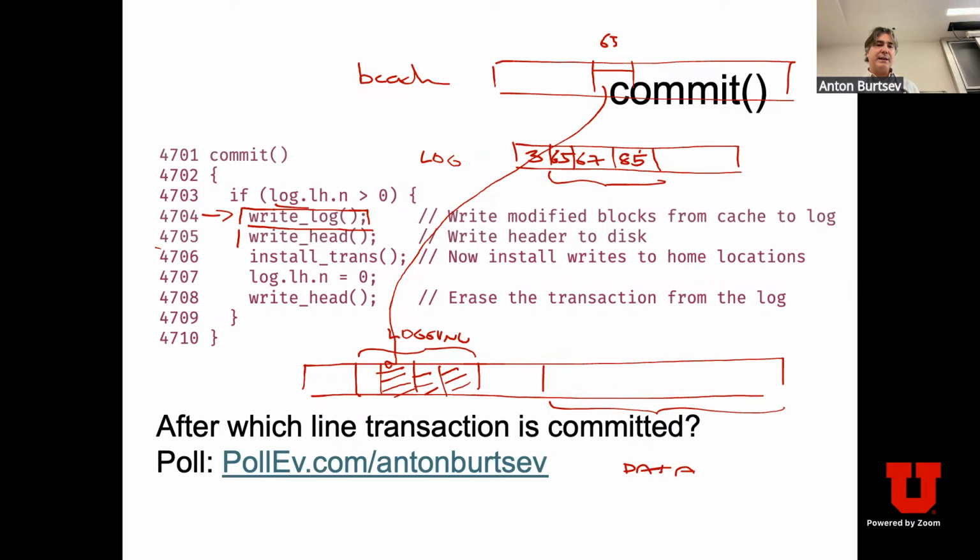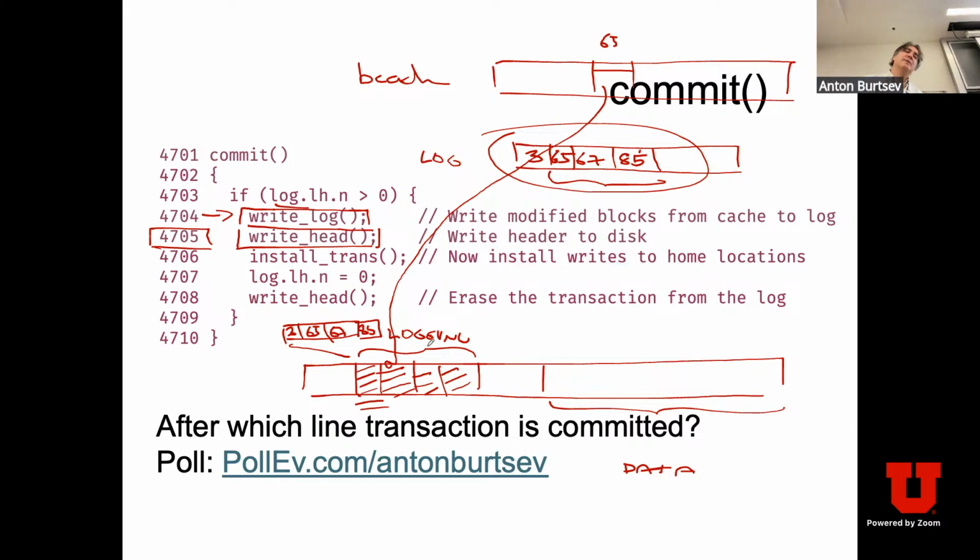And this function, which is line 4705, doesn't just write the number 3, it also writes into this header area. It writes all of this information. It says, okay, 3, 65, 67, and 85 have to be written to disk. And the moment it hits the disk, your transaction is committed, right? It's not really committed in terms of committed, but you're not going to lose it. So even if you lose power right after that, you'll come back and it will be there. Make sense? Because after that, you do install transaction.